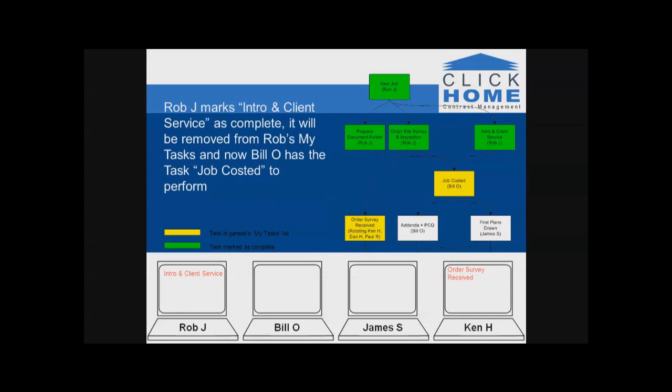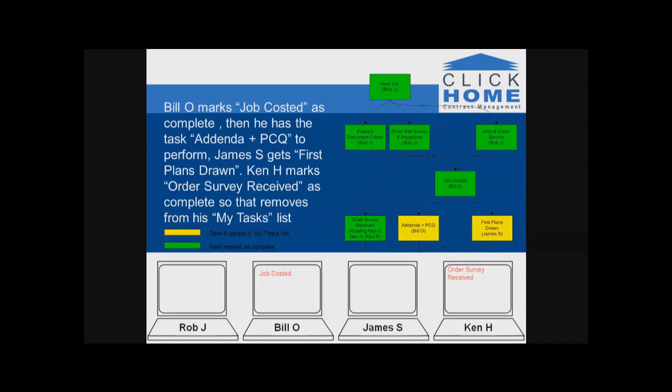So we'll move on. So intro and client service has now been done by Rob, and that results in job costed being available below. And we'll continue on. Bill completes job costed, and that means 2 extra tasks are created for Bill and 1 for James, and you proceed on. So this gives a notion of how completing one task can trigger other tasks to appear on other people's My Task list.